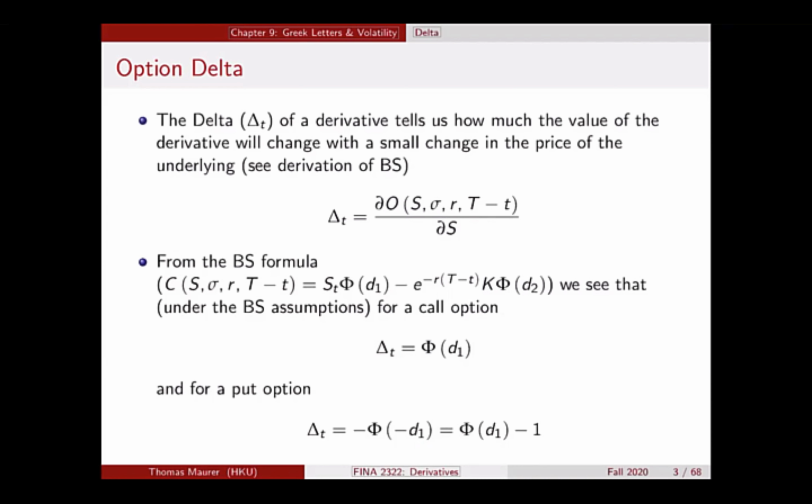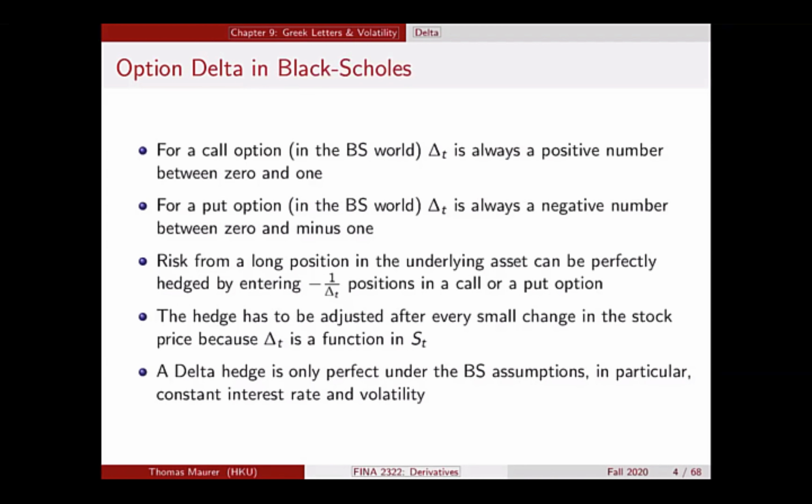That's because with the put option you have to deliver that underlying asset, and therefore the put option is negatively related to movements in the underlying asset price. For the call option, the delta is always positive and it's always between 0 and 1.